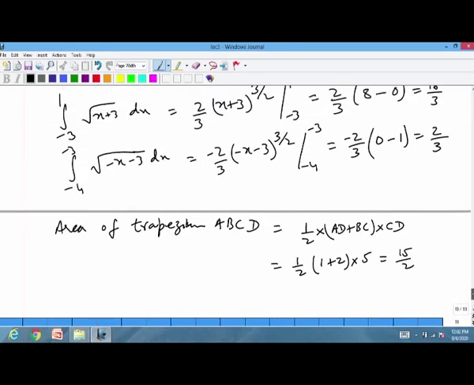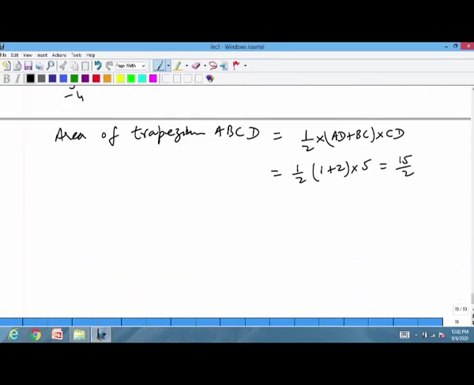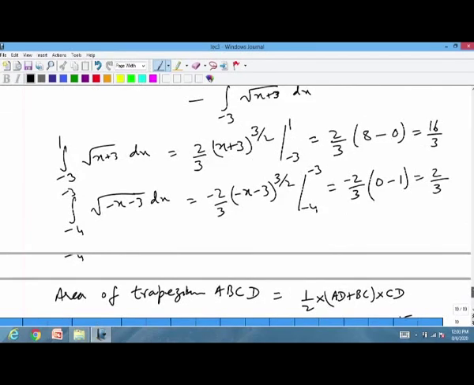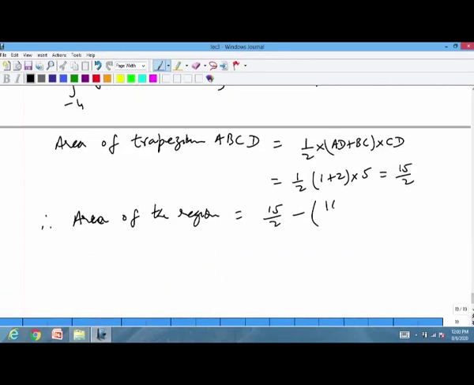So, therefore, area of the region is equal to 15 by 2 minus 16 by 3 plus 2 by 3, that is 15 by 2 minus 18 by 3, which is 6, that gives 3 by 2. So, this is the answer.